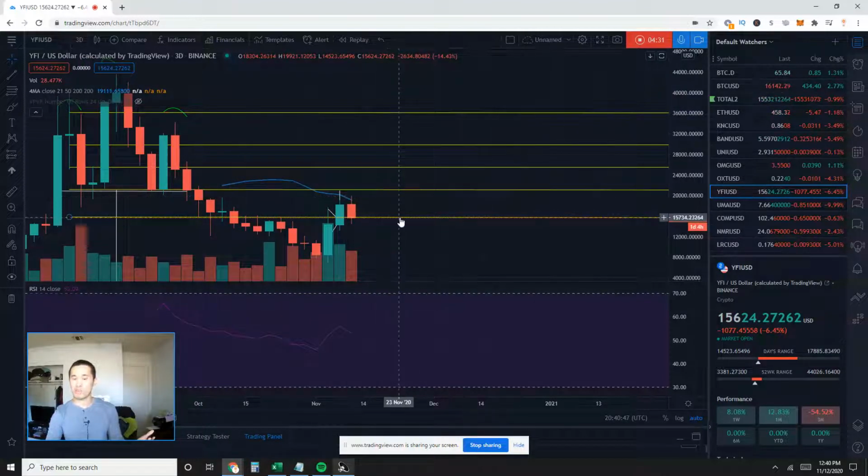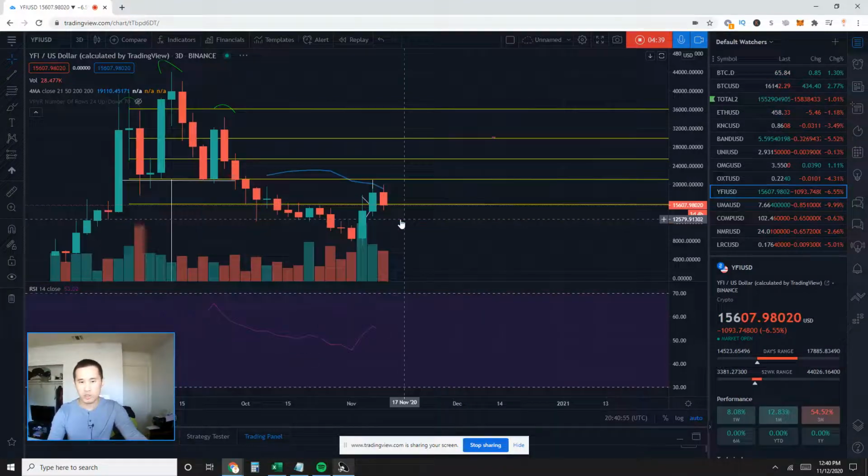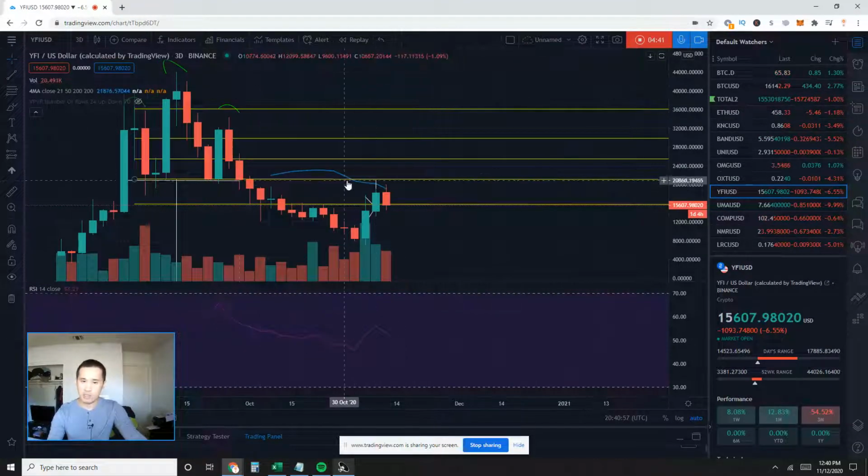And now we are currently supported by the 0.236 Fibonacci retracement level at about 15.7K. Okay. So keep that in mind. The 3-day 21 simple is still beneath the 21,000 level, which is also a Fibonacci retracement level.